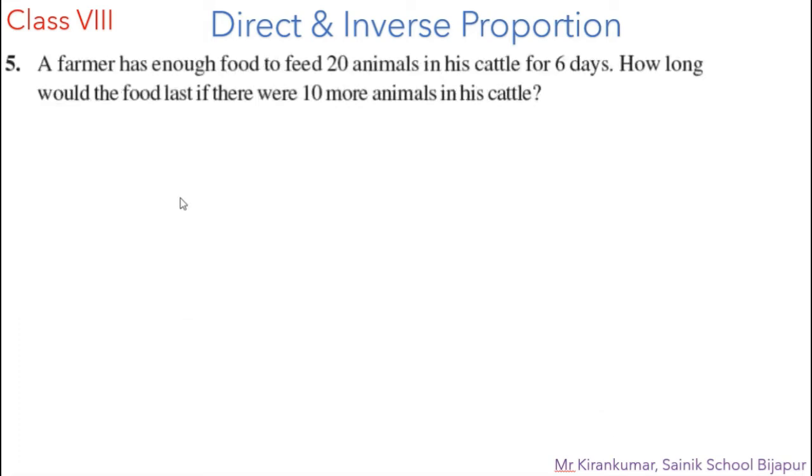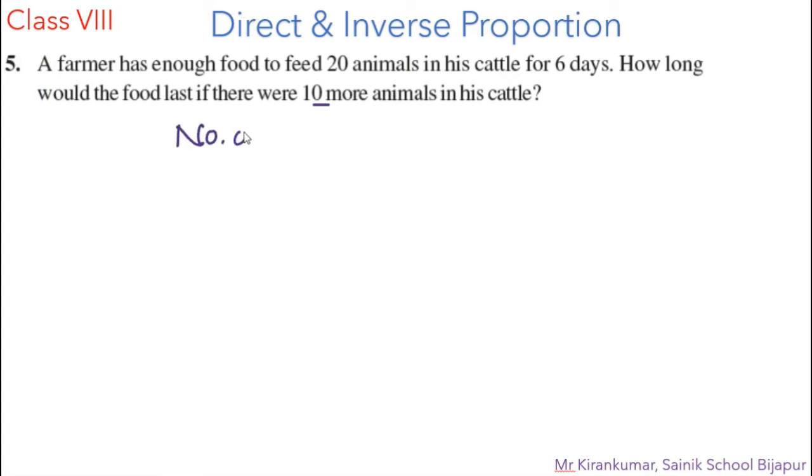Question number 5. A farmer has enough food to feed 20 animals in his cattle for 6 days. How long would the food last if there were 10 more animals in his cattle? If the number of animals is increased, we know that the food will last for fewer days. So it's inverse proportion.